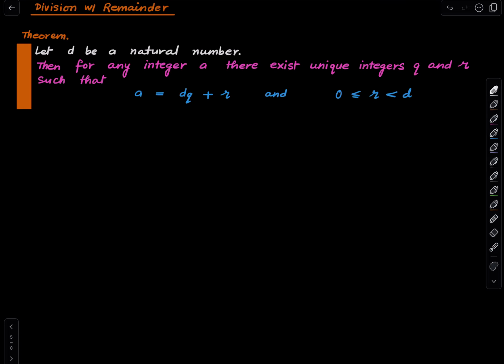So what is the division with remainder theorem? We start with a natural number d. Then for any integer a, there exist unique integers q and r with the following properties: a is dq plus r, and r is in this range. Now in our candy example, a was 17, d was 3, q was 5 and r was 2.